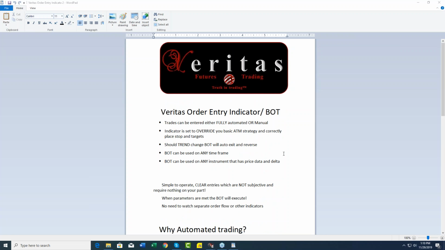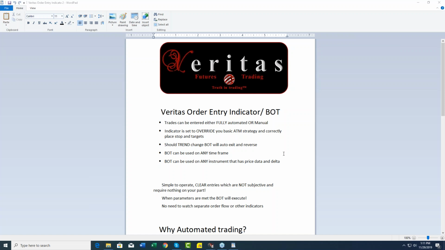And just to recap here, guys, Veritas order entry indicator bot. Trades can be entered either fully automatic, meaning you do nothing but turn it on and turn it off, or manual. You can enter trades manually. The indicator is set to override your basic ATM strategy and correctly place stops and targets based on the chart you're trading and current ATR, average true range, and a multiple thereof. Should trend change, the bot will auto exit and reverse the trade. So you are not locked in a trade.